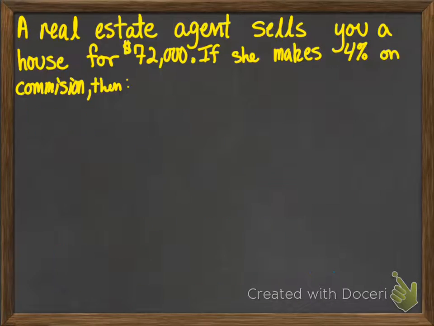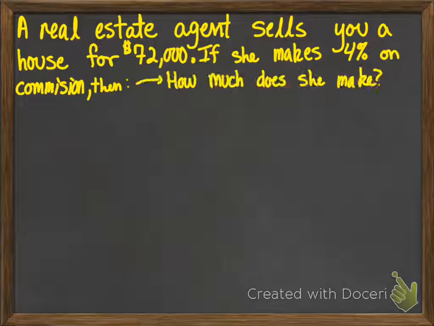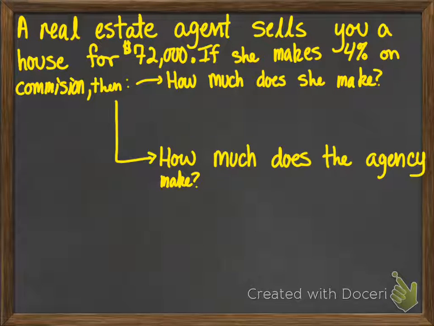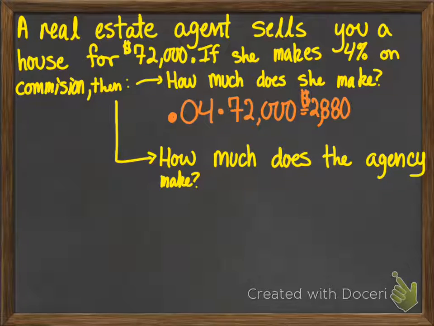All right, here's another problem. A real estate agent sells you a house for $72,000. If she makes 4% on commission, then how much does she make and how much does the agency make? How much does she make is the easier of the two parts because we're just going to multiply her commission by our total. So 0.04, so 4% is 0.04, times 72,000. If you go in your calculator, that equals $2,880.